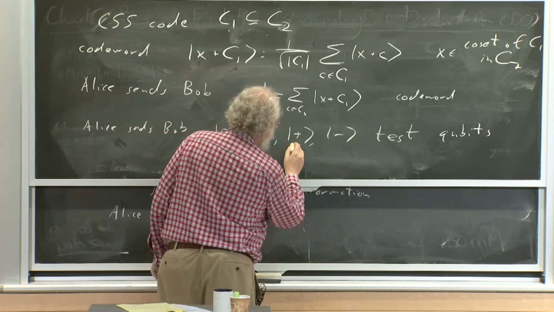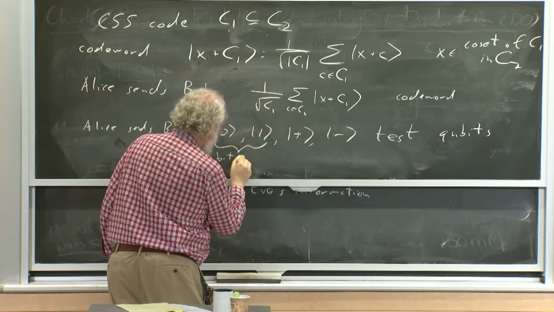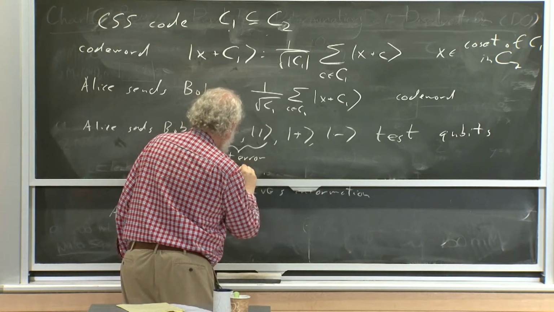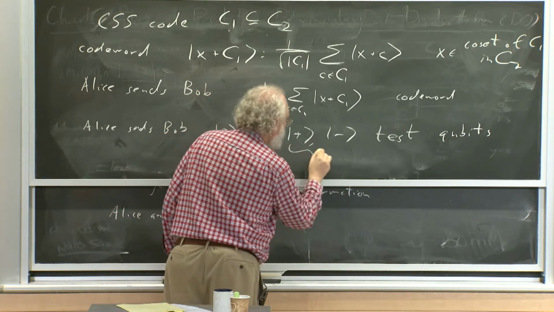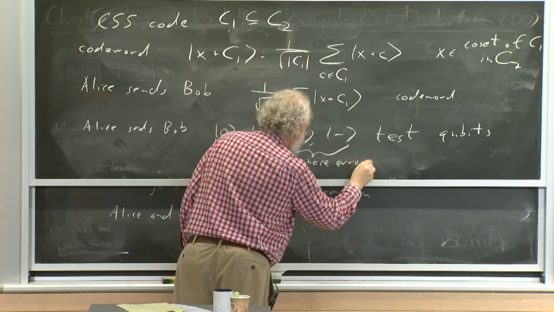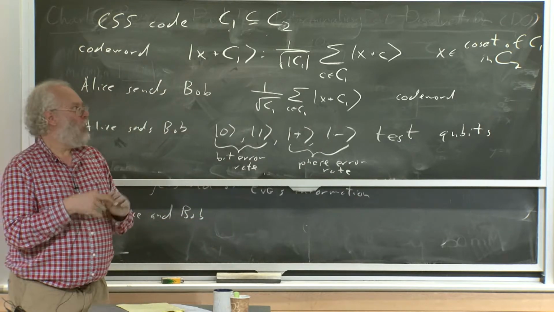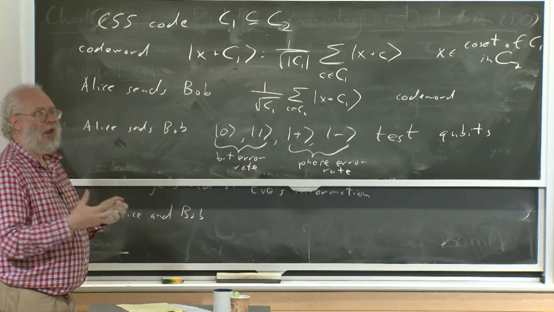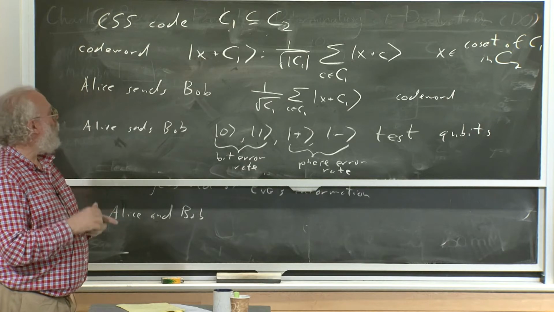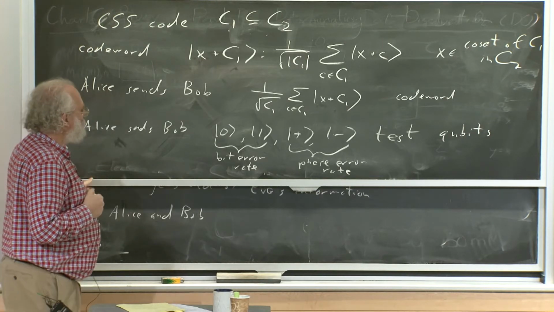Yeah, this gives us the bit error rate, and this gives us the phase error rate. And those two rates are enough to tell us whether the quantum error correcting code is good enough to preserve information against the noisy channel.